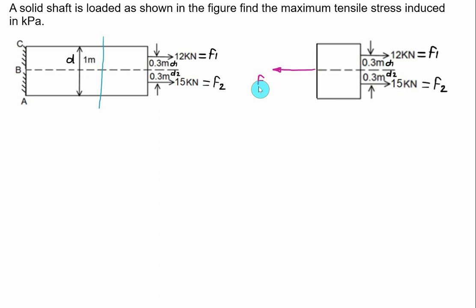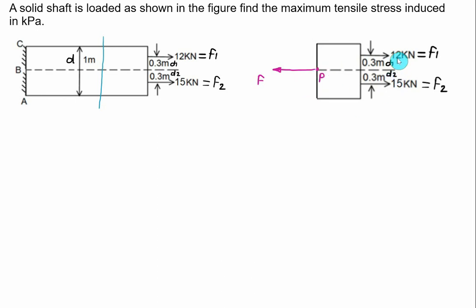We can find the value of F from the equilibrium condition. In addition to that, the force F1 about, let's say, point P will make a clockwise moment, and this force about point P will make an anti-clockwise moment.